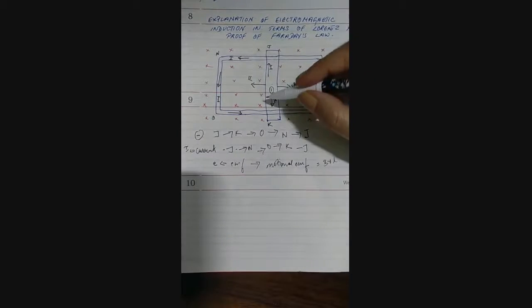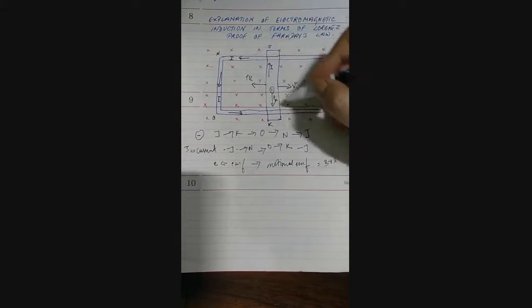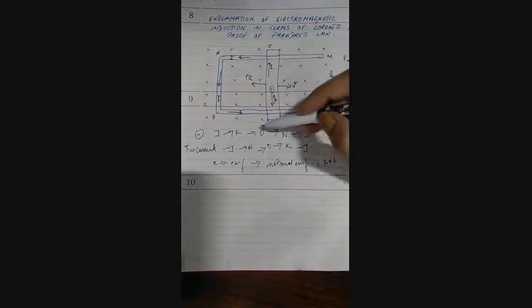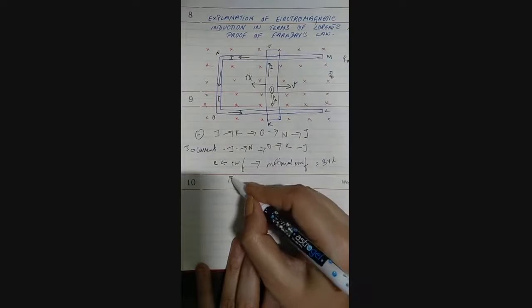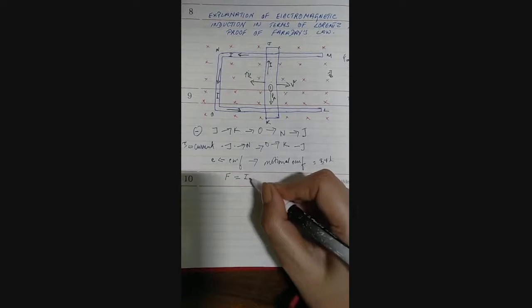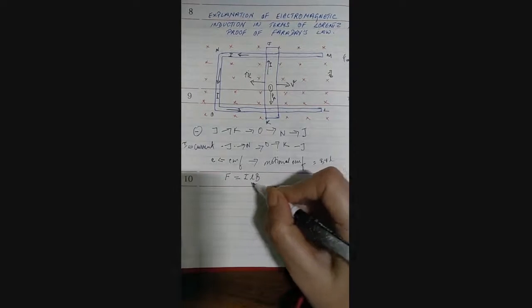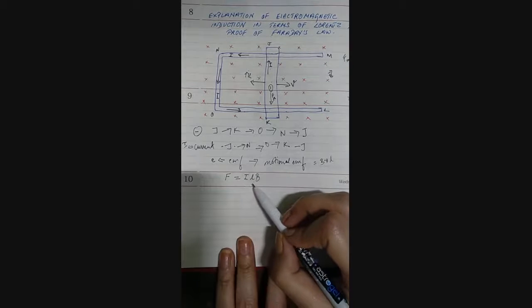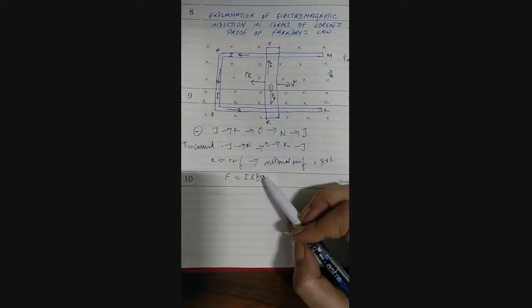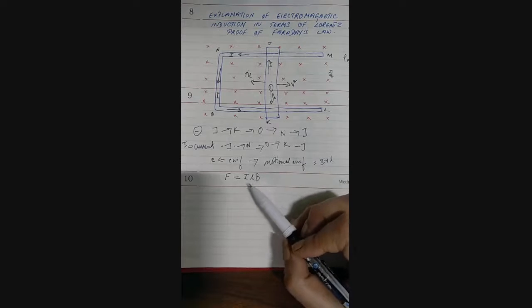Force F will be directed in this particular direction, and the magnitude of the force developed due to the magnetic field will be F equals I L B. I is the current, L is the length of the conductor, B is the magnetic field. This is the magnitude of force imposed by the magnetic field.